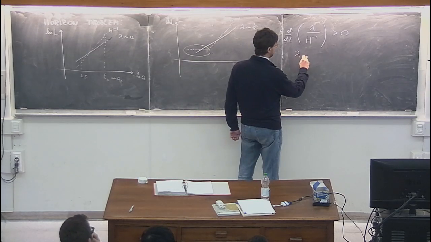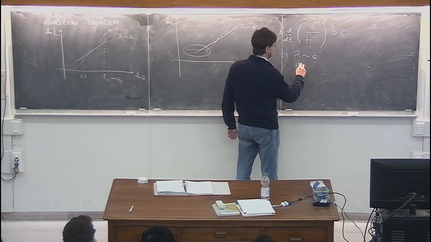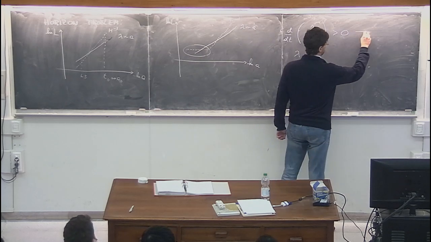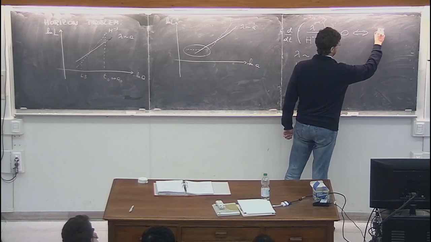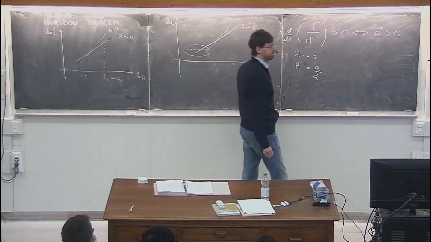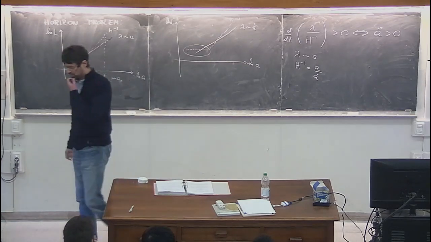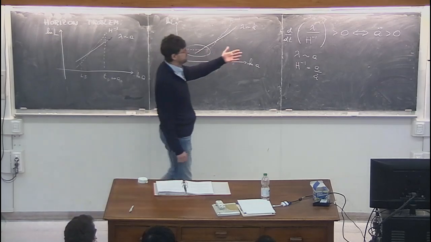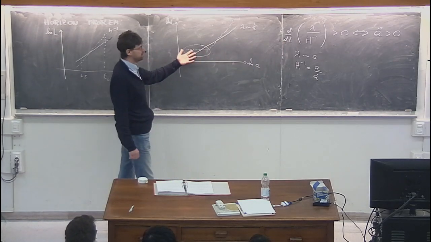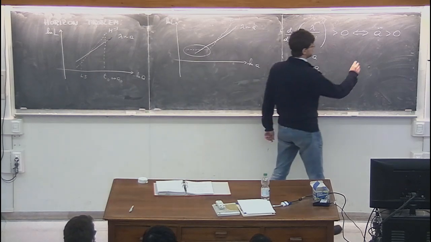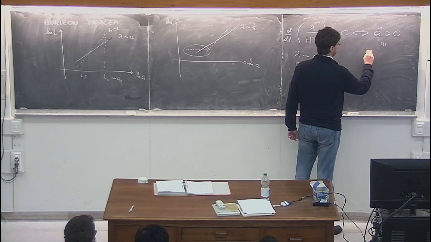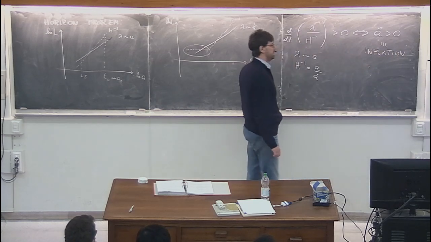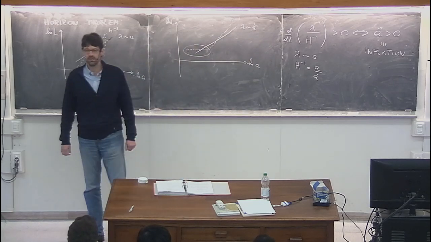Which is basically mathematically this graphic condition here. But we know that lambda goes like the scale factor, and H to the minus 1 is a over a dot, and therefore this condition is true if a double dot is larger than 0. Okay? So if there is a period of the evolution of the universe where a double dot is larger than 0, then mathematically this condition is satisfied, and then you can get a situation like this. So this is the definition of inflation.